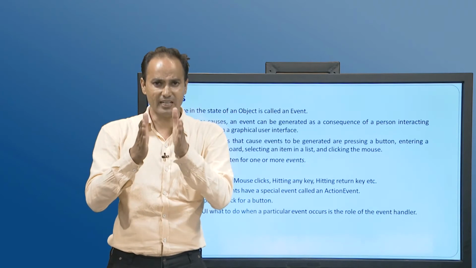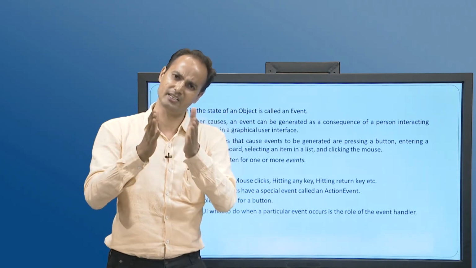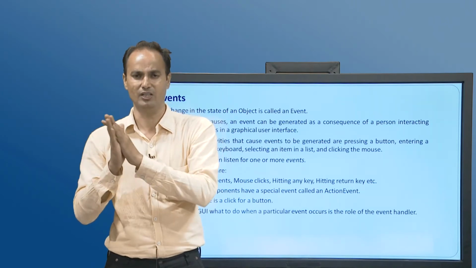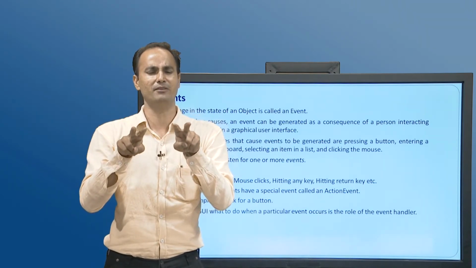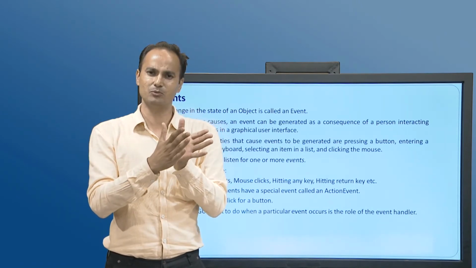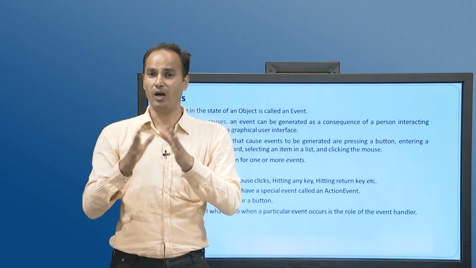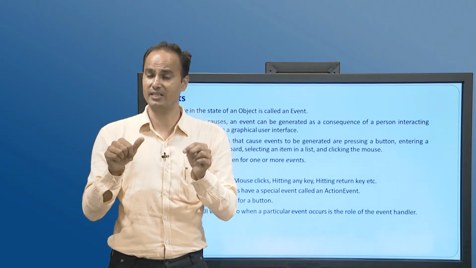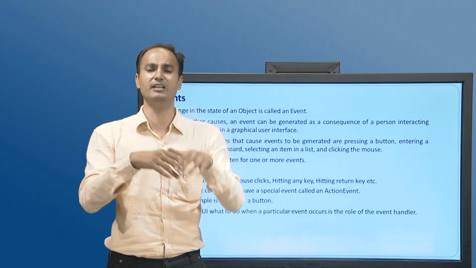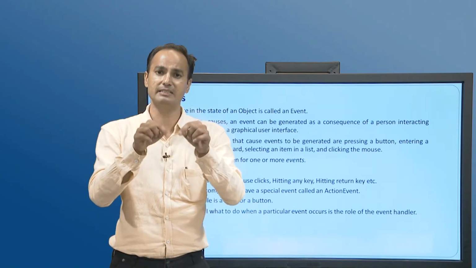So in the event delegation model, one is the event source, which is responsible for generating the event, and the other is the destination, which is responsible for handling the event that is triggered. These are the two most important parts of the event delegation model. Now another question comes: we have a source and we have a handler, but how does the handler come to know that the event is triggered? How will a button handler come to know that the button is clicked?